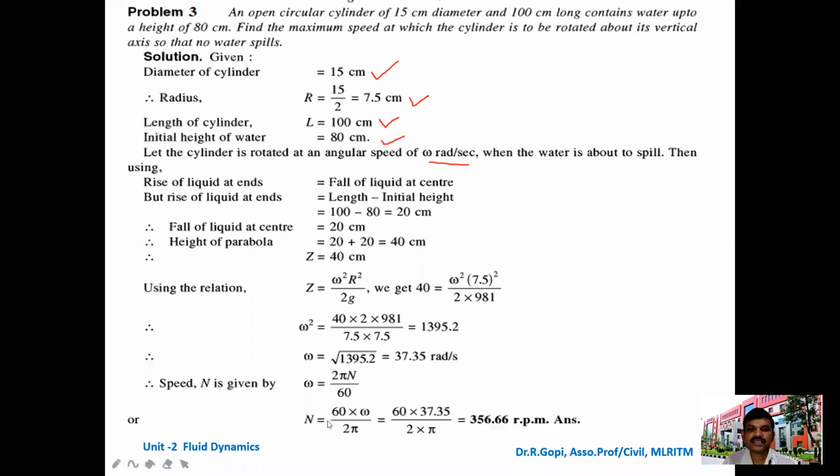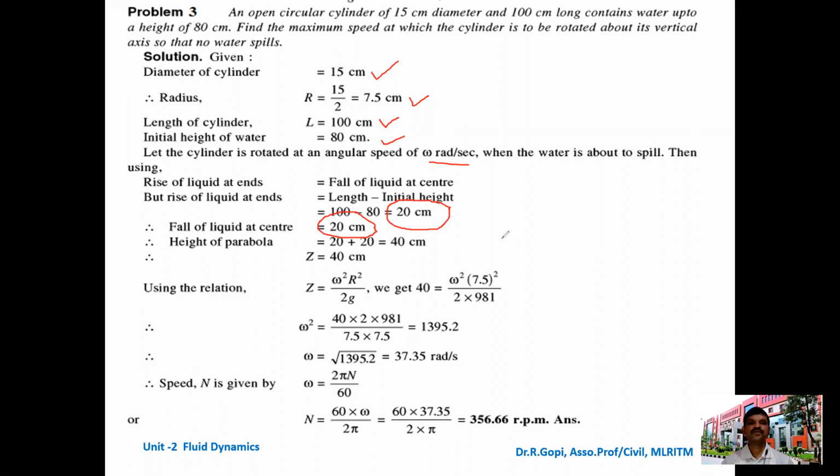Okay, 100 minus 80. So this is the balance height. So fall of liquid: if rise of liquid is 20 centimeter, then fall of liquid is also 20 centimeter. Okay. So our condition is it should not spill out.